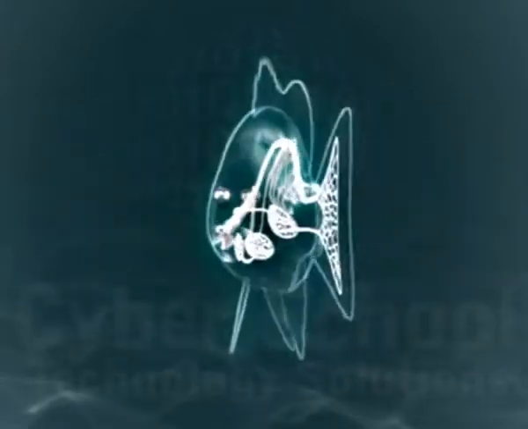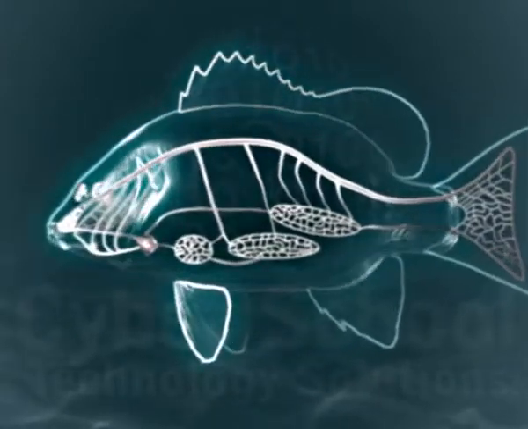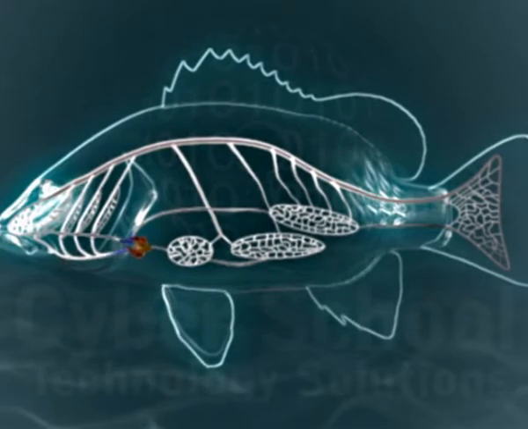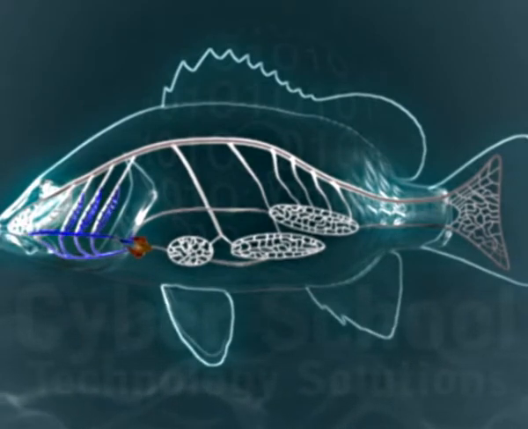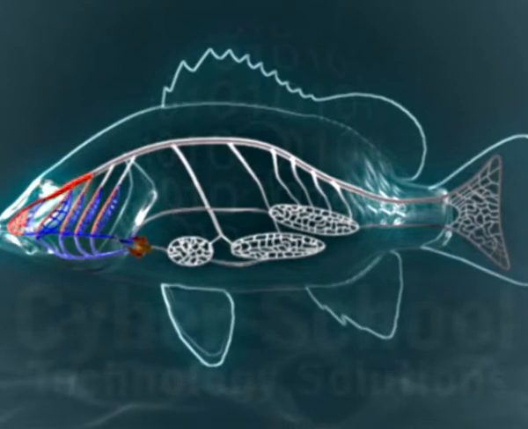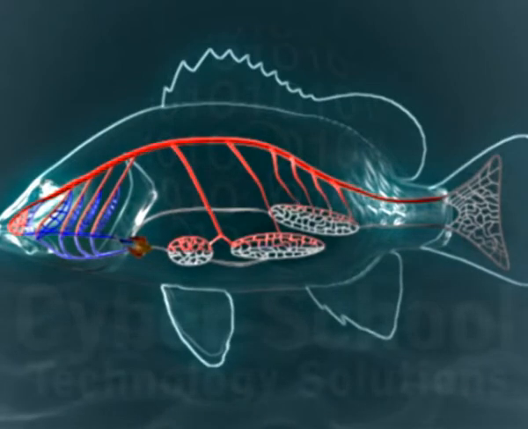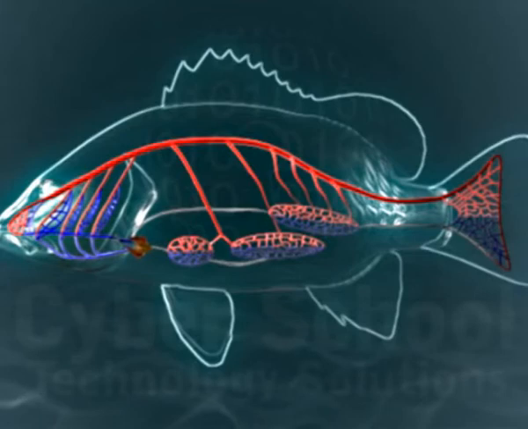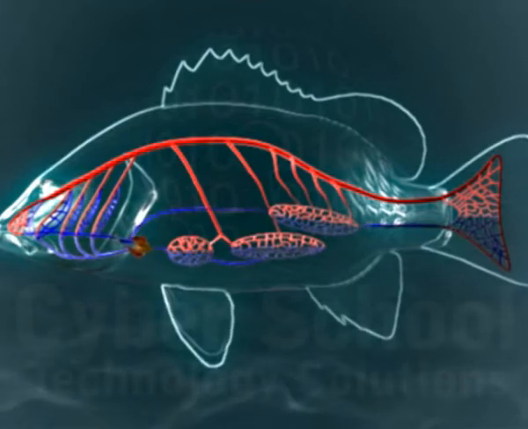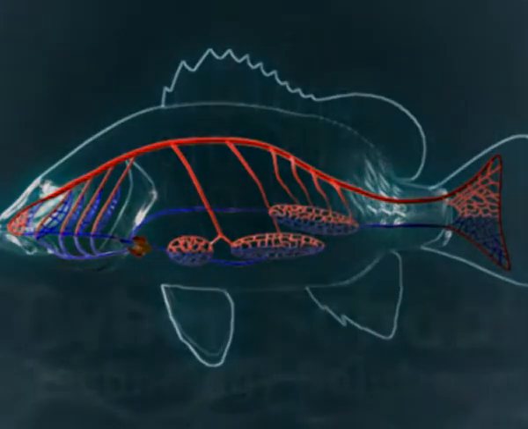The deoxygenated blood goes from the ventricle to the gills, where carbon dioxide in the blood is exchanged for oxygen in the water. The oxygenated blood then passes from the gills through the main artery to different parts of the body. The deoxygenated blood is collected by a main vein and brought back to the heart.